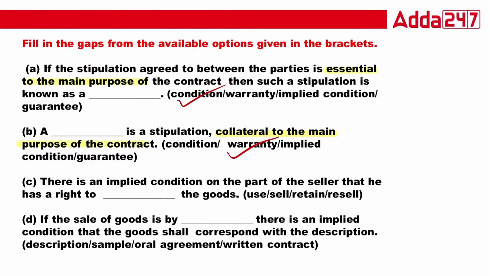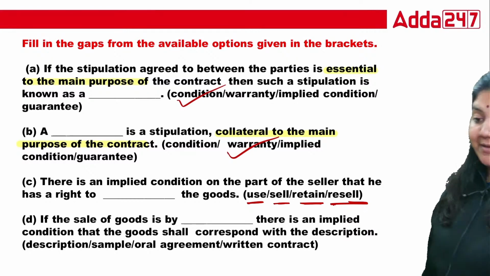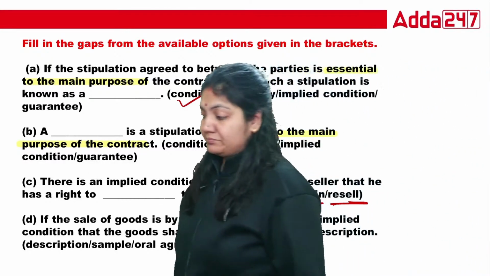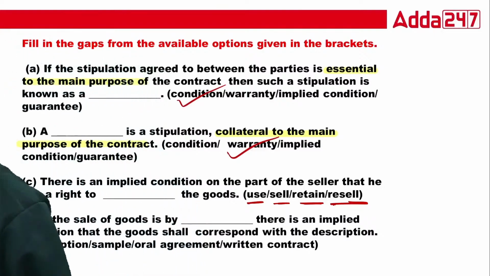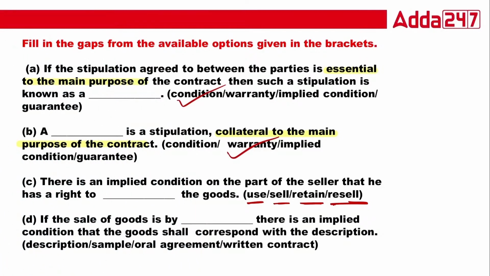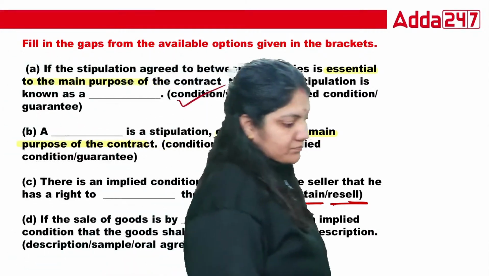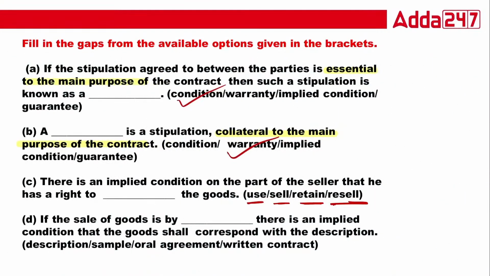Okay. Now, there is an implied condition on the part of the seller that he has the right to use the goods, sell the goods, retain the goods, or resell the goods. Tell me, seller. So class, implied condition to sell the goods. If the sale of the goods is by dash, there is an implied condition. So class, there are two words. The first is condition.